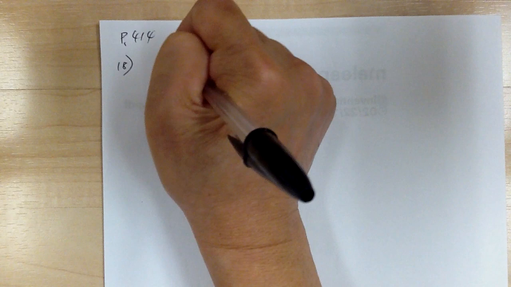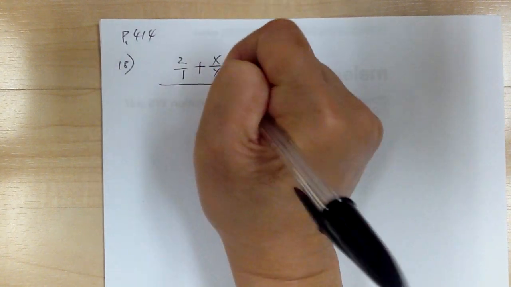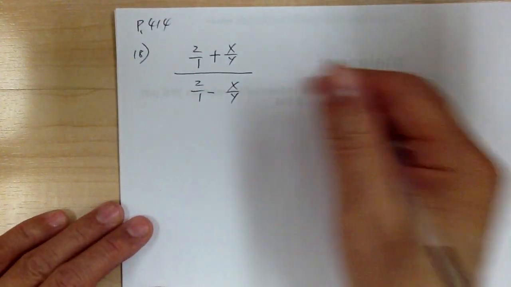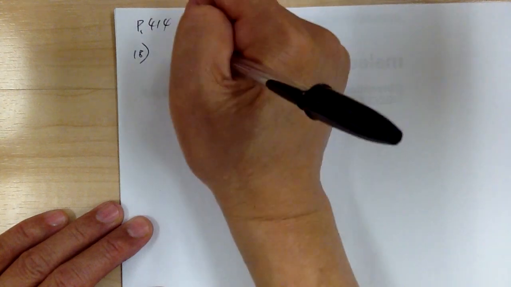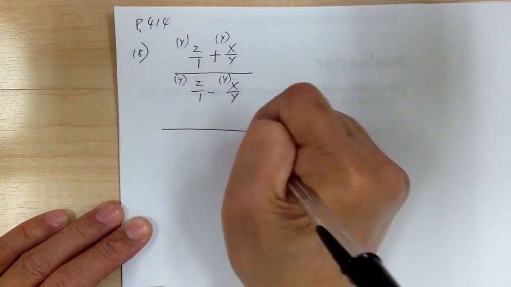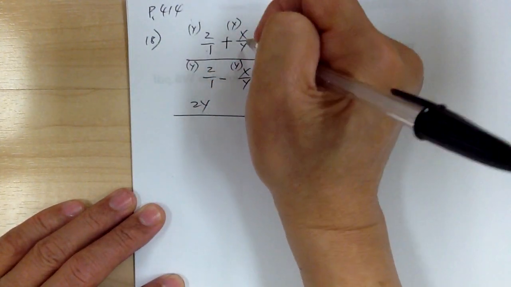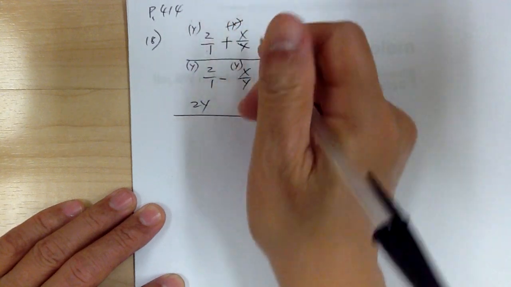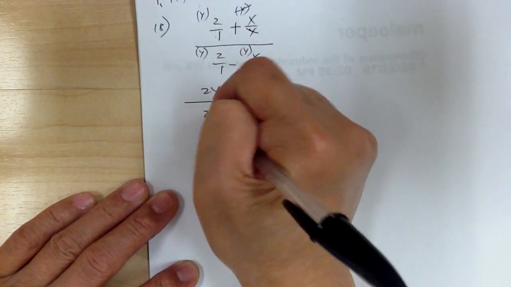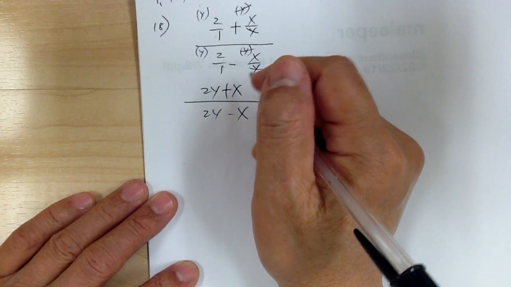Okay, number 18, you have 2 over 1. Again, put everything in fractions, so plus x over y, divided by 2 over 1 minus x over y. So in this case, your LCD is y, so multiply everything by y. And go and get your fraction ready. This one does not cancel, so you just multiply, you get 2y. Okay, this one, the y cancels out, so you get x. Over here, you get 2y. This one you cancel, so you get minus x. And this is as far as you can go.